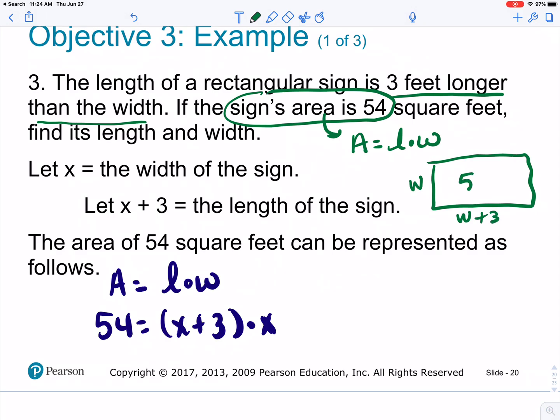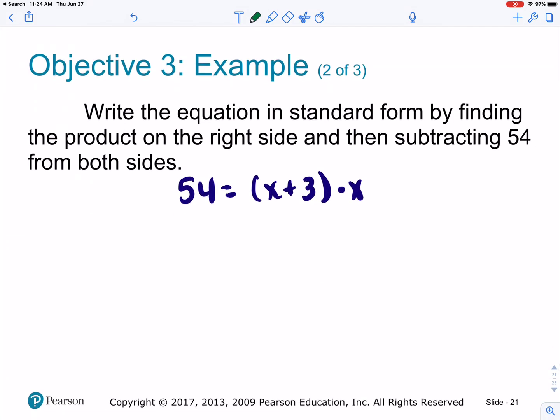The area is 54, so I'm going to multiply those two together, and it should equal 54. When I already wrote it down here, I used x's instead of w's. It really does not matter which letter you use. So I'm going to erase those and just put w's in. Okay, let's go to the next page. Again, erase those and put those w's back in.